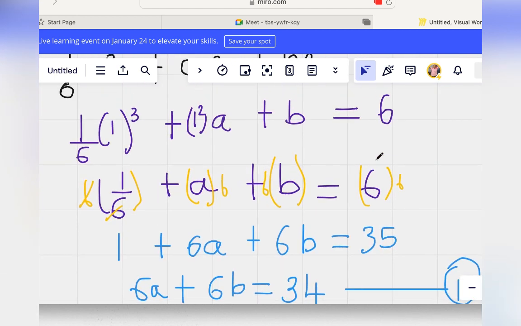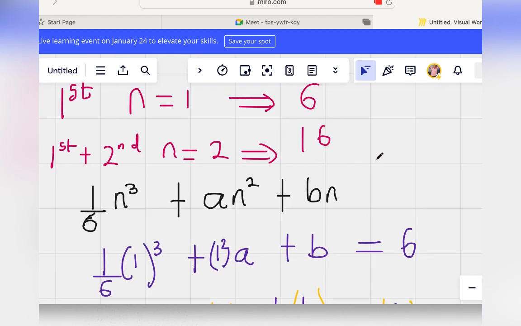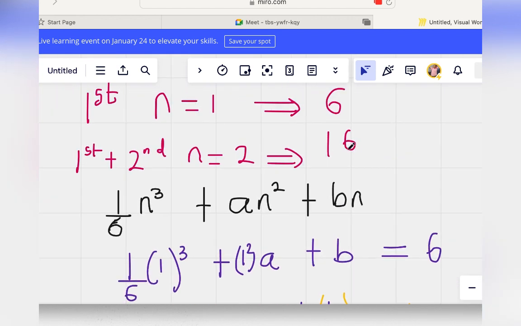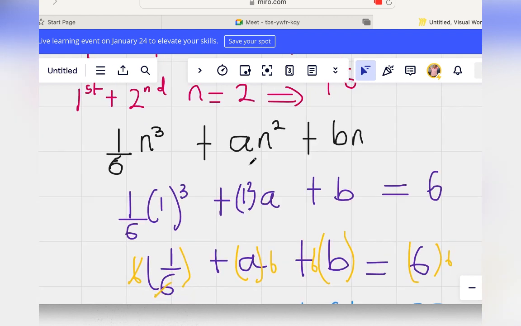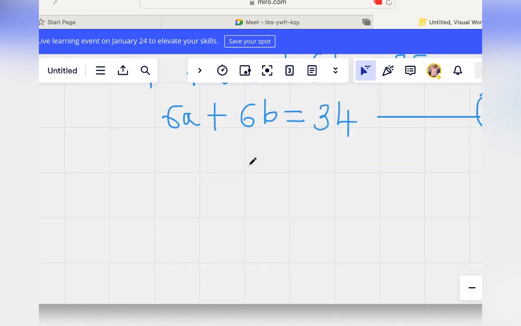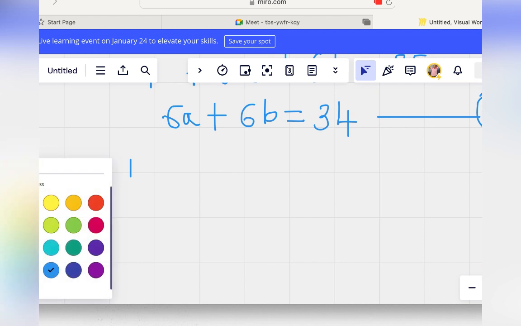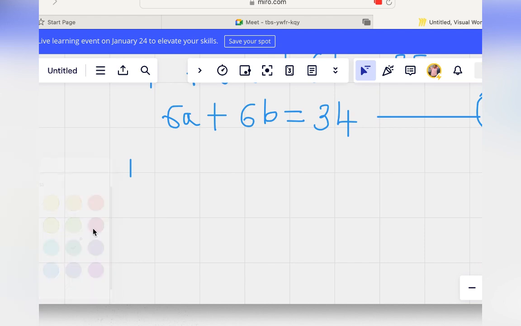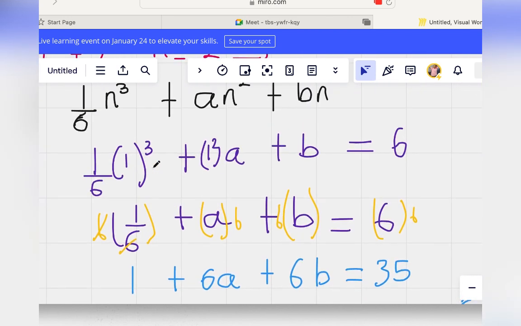Okay, now we do for the B. For the second case, the maths is 16, and n is 2. So we follow this equation. Anywhere we see n, we follow the equation. Let's change the color. We say 1 all over 6. What's the equation again? 1 all over 6.